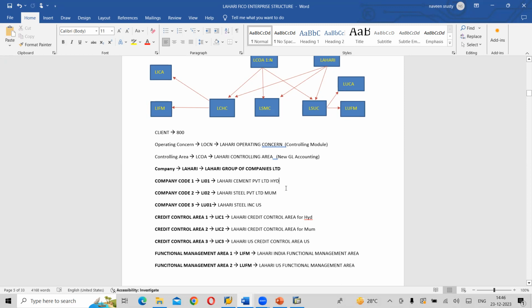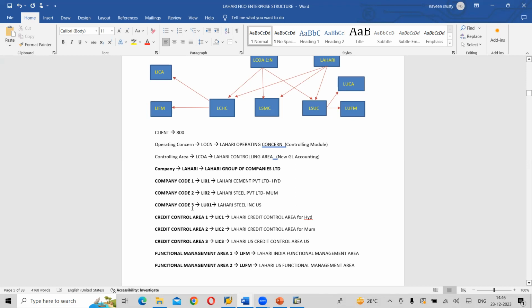So India. Next one, company code 2, LI02: Lahari Steels Private Limited, Mumbai. So we have one more in Mumbai. That is an Indian company code only.